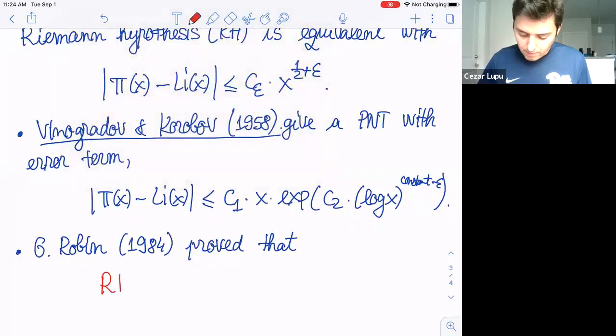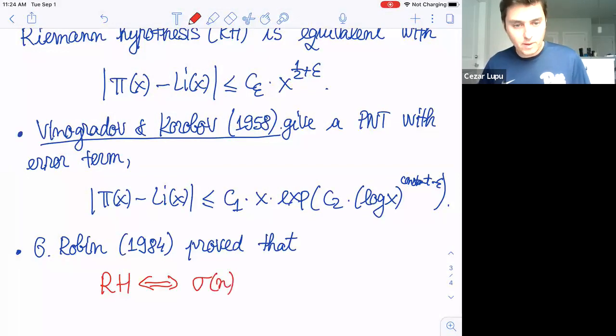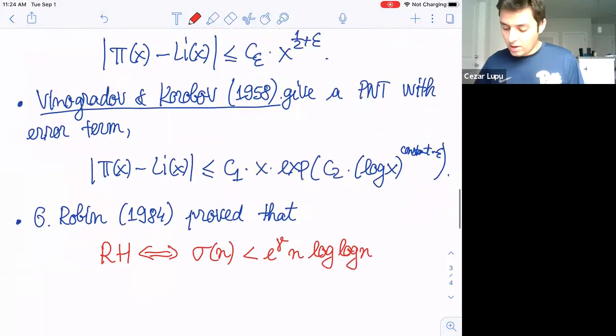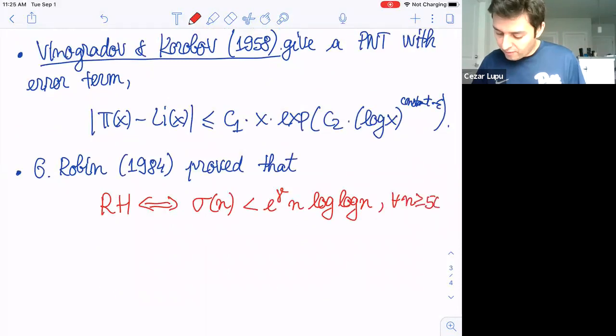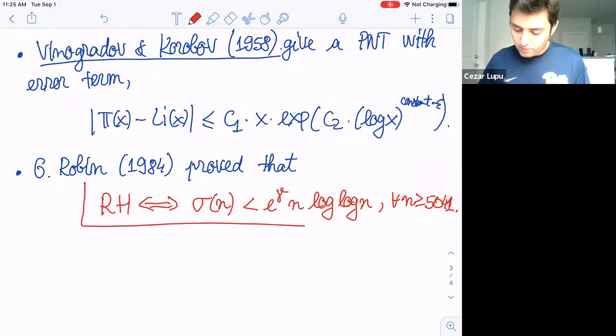He proved that the Riemann hypothesis is equivalent with the following inequality: sigma of n, the sum divisor function, as we have seen above, is less or equal than e to the gamma times n log n. That's simple. But starting from n greater or equal than 5041, that's what he proved.